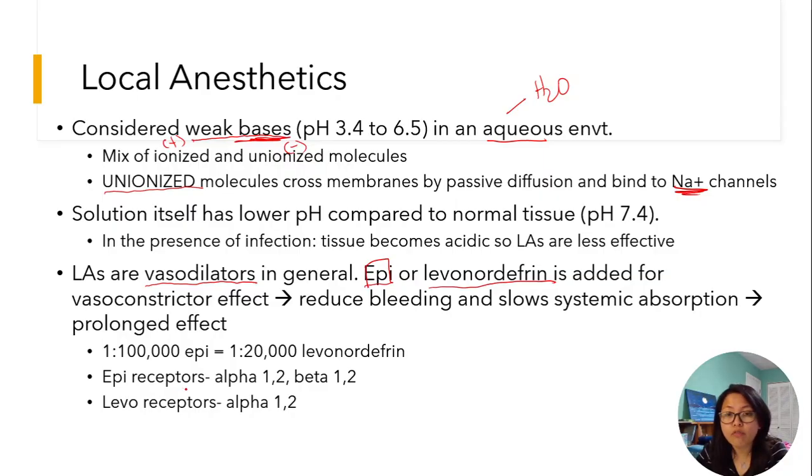Epinephrine as a vasoconstrictor would have alpha 1, alpha 2, beta 1, and beta 2 as receptors in the body. That's why epi has an effect on heart rate and on blood pressure, because the receptors for epinephrine cover alpha 1, 2, beta 1, and beta 2. However, levonorepinephrine receptors are just basically alpha 1 and alpha 2. Okay, so these are just some basic things regarding your local anesthetics.